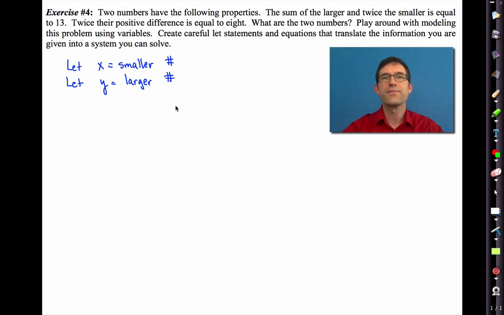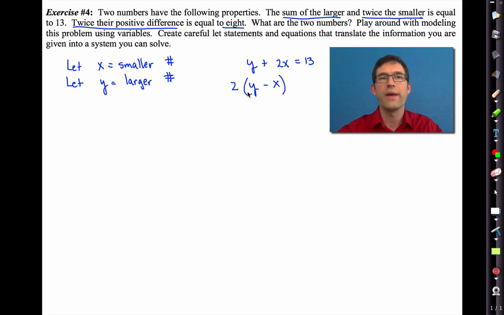All right, given that, let's model. The sum of the larger and twice the smaller. Okay, the larger plus twice the smaller is 13. Good enough. Twice their positive difference is equal to 8. Their positive difference, you see, because I can subtract in two ways. The positive way of subtracting will be taking the larger and subtracting the smaller. But then they say that it's twice that. So twice that difference is equal to 8.